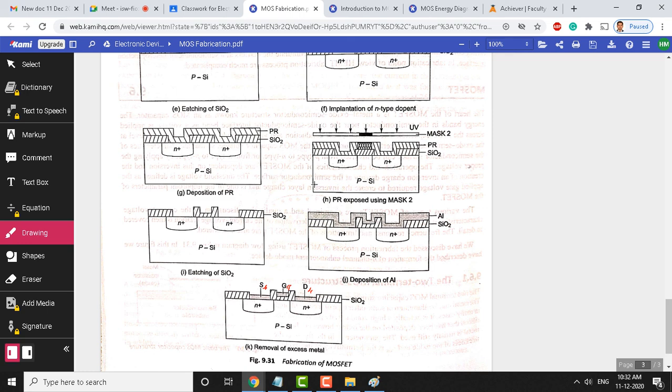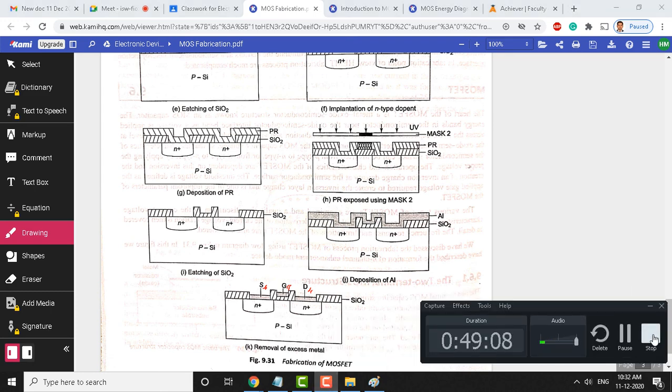Okay. For the time being I will stop here, because since the time is already up, and in the next class we will continue with the energy band diagram of the MOSFET. Okay. If you have any questions, I would like to take them offline. For the time being I will stop at this point.